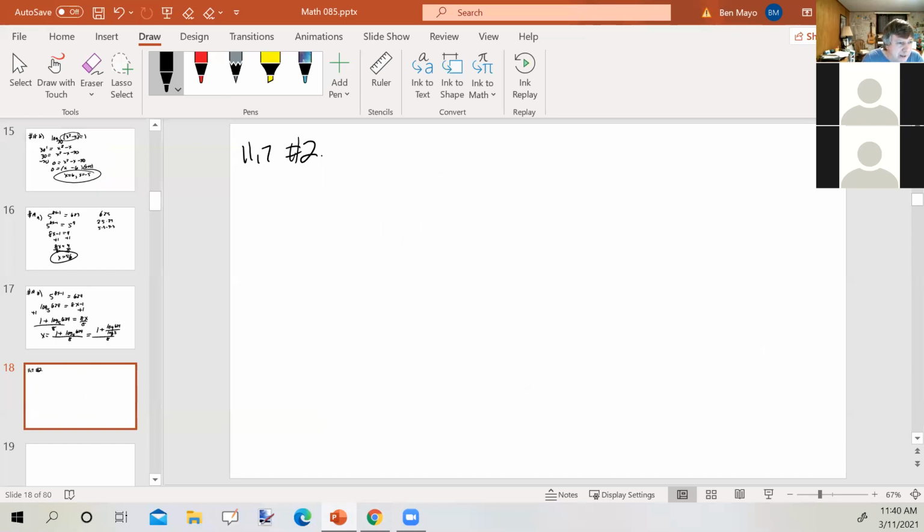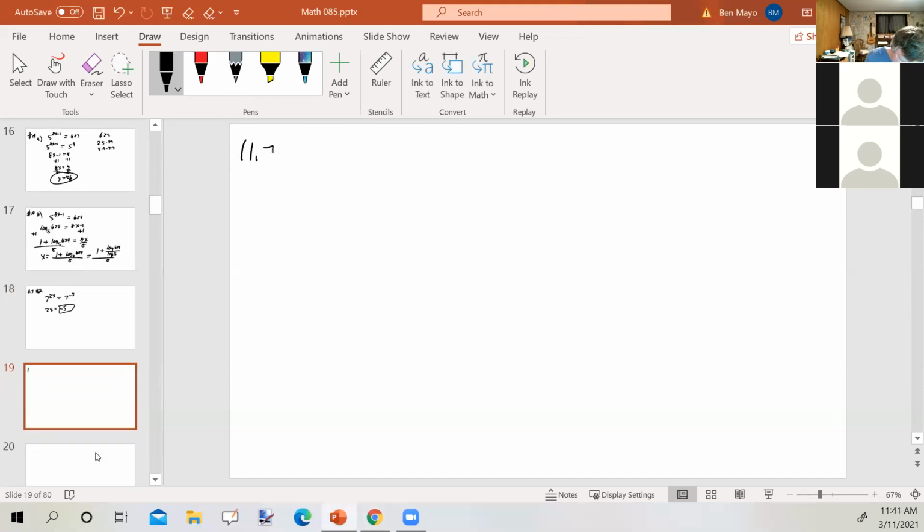It says fill in the blank. It says if 7 to the 2x equals 7 to the negative 5, then 2x equals, the answer would be negative 5. And you're just supposed to fill in the box there. And then let's see, number 17.